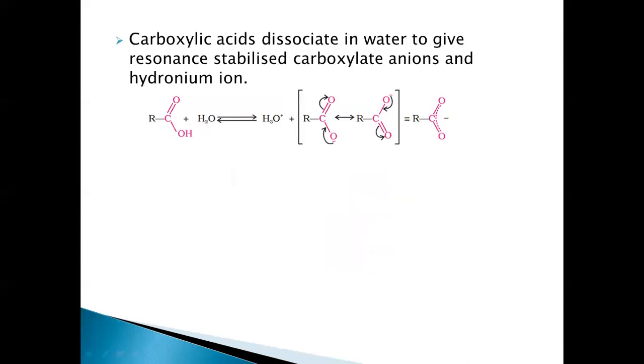Now let's look at how this dissociates in water. Carboxylic acid dissociates in water, resulting in the formation of the hydronium ion and the carboxylate ion. This is a carboxylate ion, and it is in resonance. These are the two resonance structures possible for the carboxylate ion. This is the resonance hybrid.